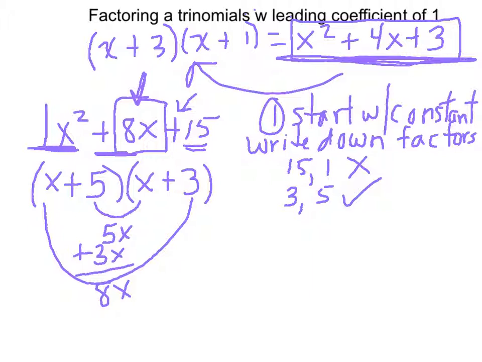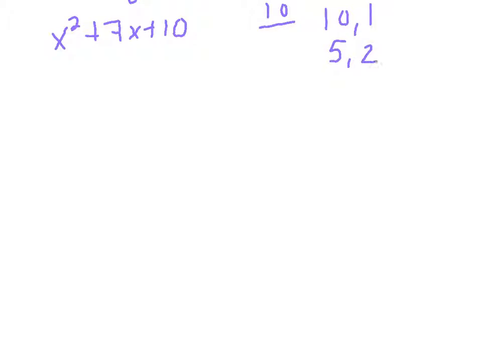Okay, let's start a second one. Get that out of the way. Alright, let's try x squared plus 7x plus 10. Again, where do we start? We want to start with 10. What gives us 10? We have 10 and 1, and we have 5 and 2. This sign here is going to tell us to add these. We're going to add which of those pairs adds to give us 7.